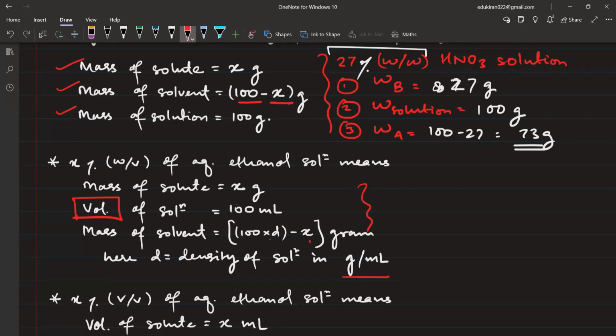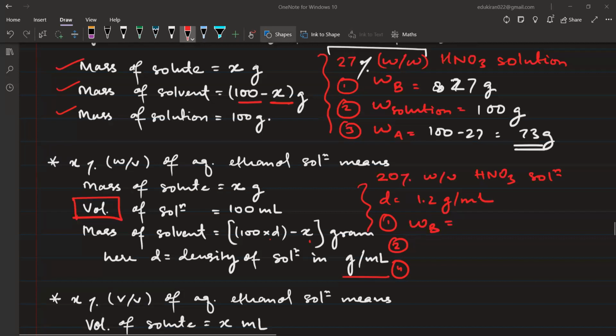So, for example, let us suppose 20% W by V HNO3 solution, and density is given as 1.2 grams per ml. Okay, so tell me here, number 1, what is the mass of solute? What is the mass of solute, guys? Tell me. Okay, can anyone please answer?